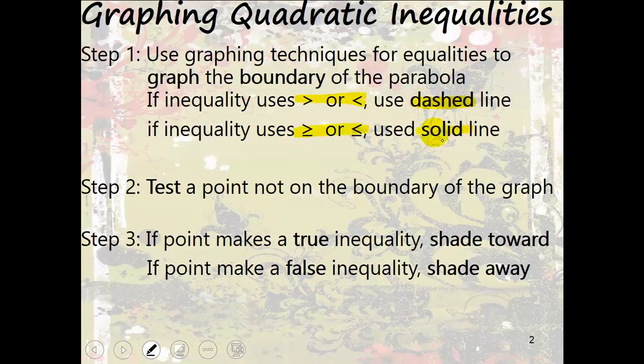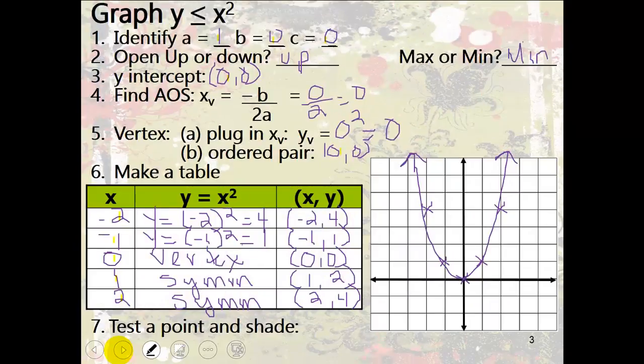We're going to test a point, and if it's true, we're going to shade toward, and if it's false, we're going to shade away. I have much of this done for you. The only thing left to do is actually to test a point. I cannot test 0, 0 because that is on my boundary line. So therefore, I'm going to test the point 0, 1.